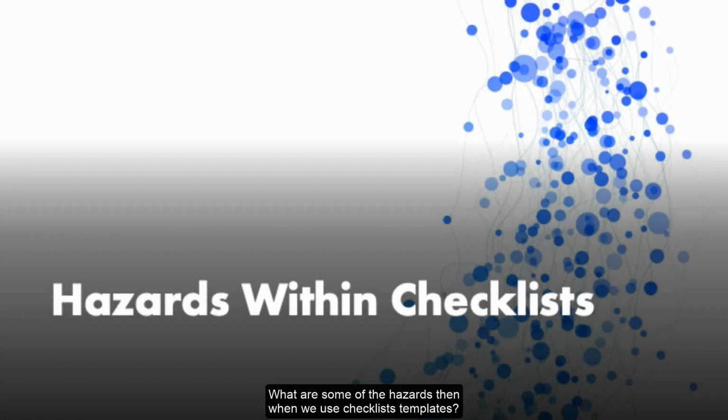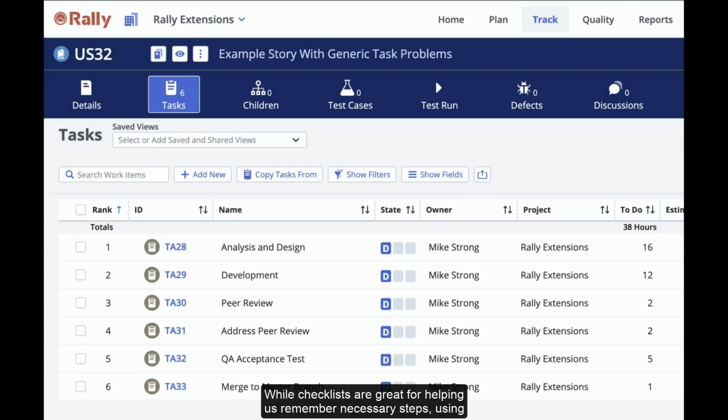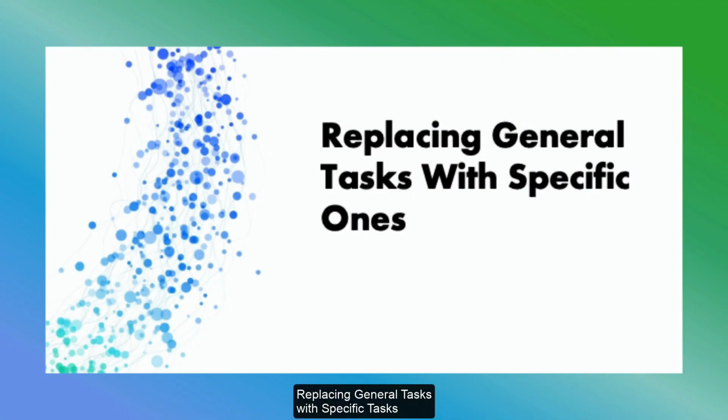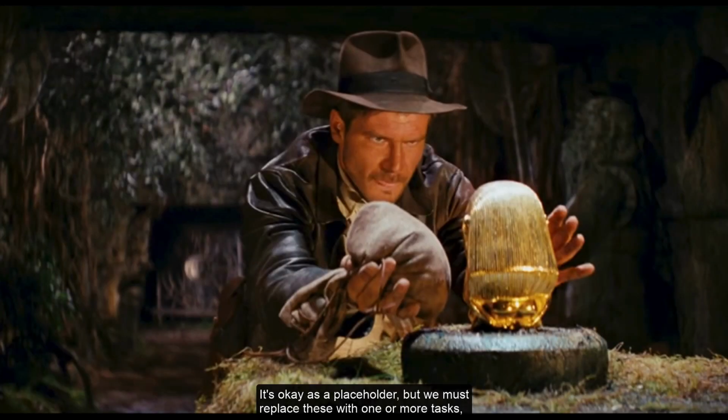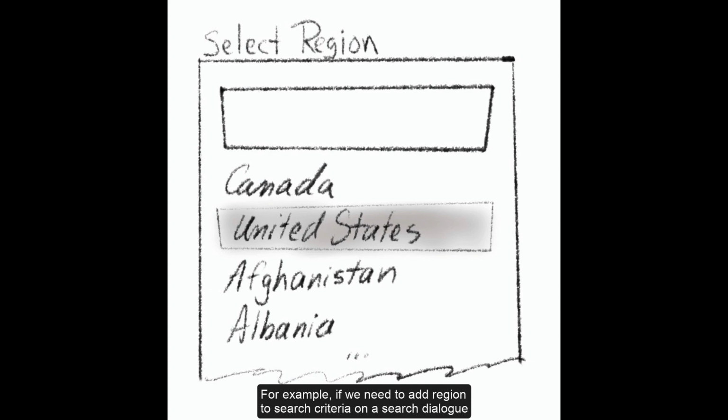What are some of the hazards then when we use checklist templates? While checklists are great for helping us remember necessary steps, using a generic task for development or testing is a grave error. Generic tasks can lead to loss of clarity, confidence, and accuracy. Replacing general tasks with specific tasks. It's okay as a placeholder, but we must replace these with one or more tasks giving actual steps to our approach. For example, if we need to add region to search criteria on a search dialog page or area in our app, one might have tasks such as the following.